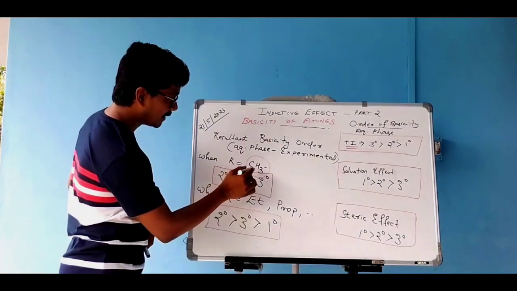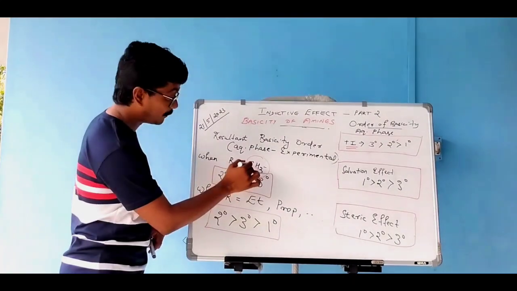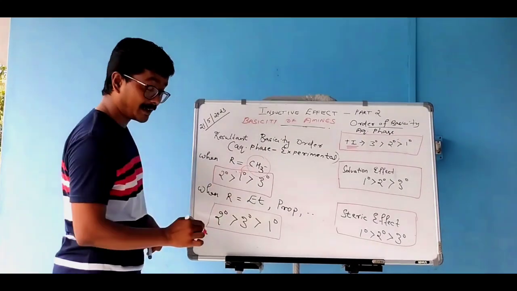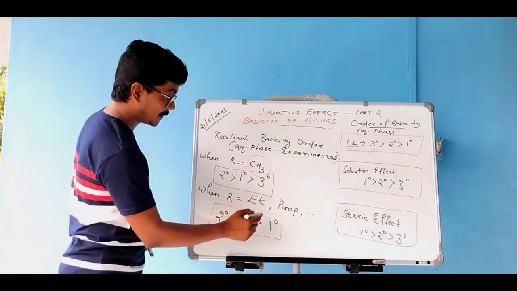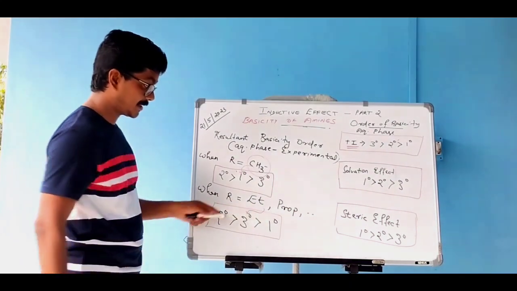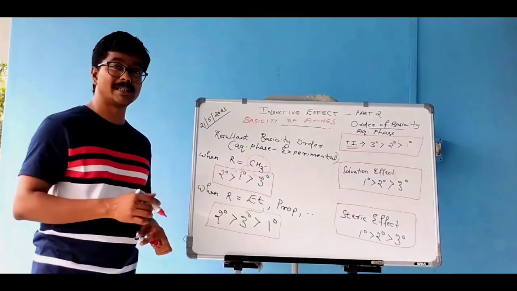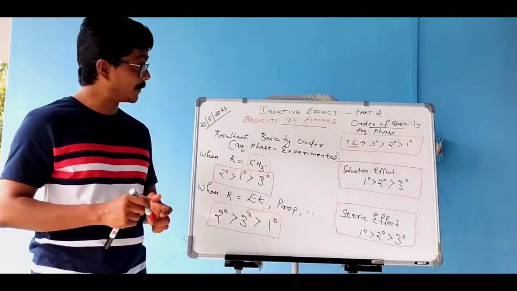You should remember that when the alkyl group is small, methyl, the small one will come in the middle. When the alkyl group is higher, the higher one will come in the middle. Tertiary will be the middle. Okay. You should remember this trick to understand the basicity of amines.